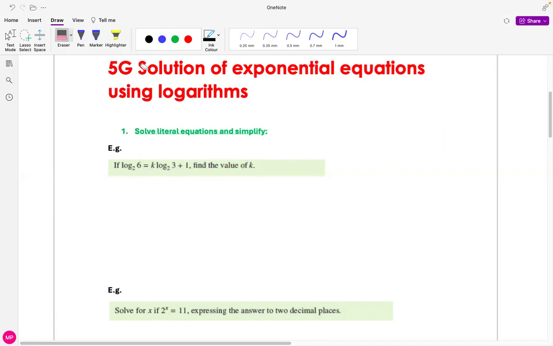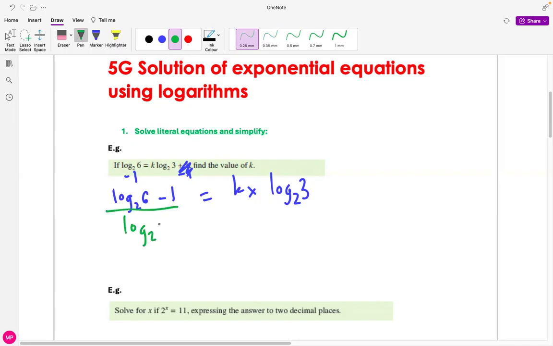What I do first is I'm going to minus 1 on both sides. I would have log 2 of 6 minus 1, the 1 goes away, equals k times log 2 of 3. Then you just treat log 2 of 3 as a number, and there's a times here. The opposite of times is dividing, so you're going to divide by log 2 of 3 on the other side, and this will go away. All right, so you will end up having k equals this.